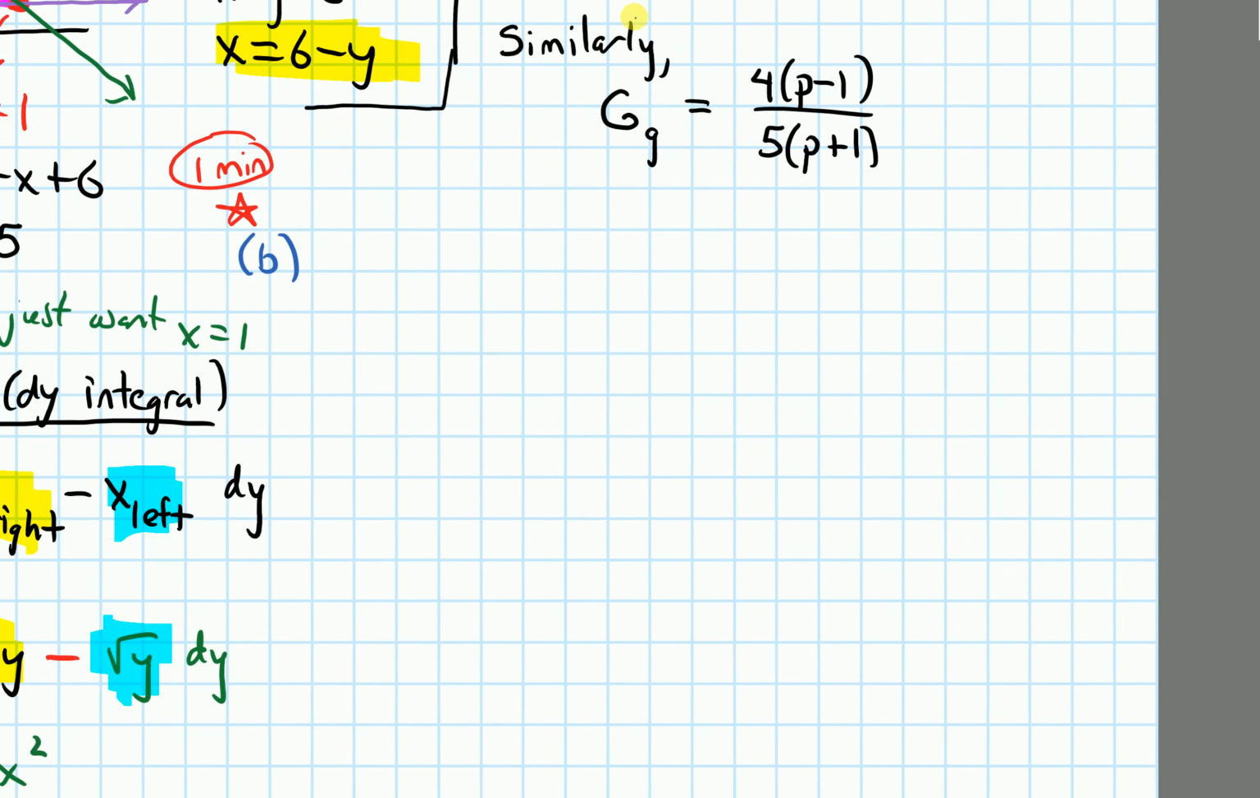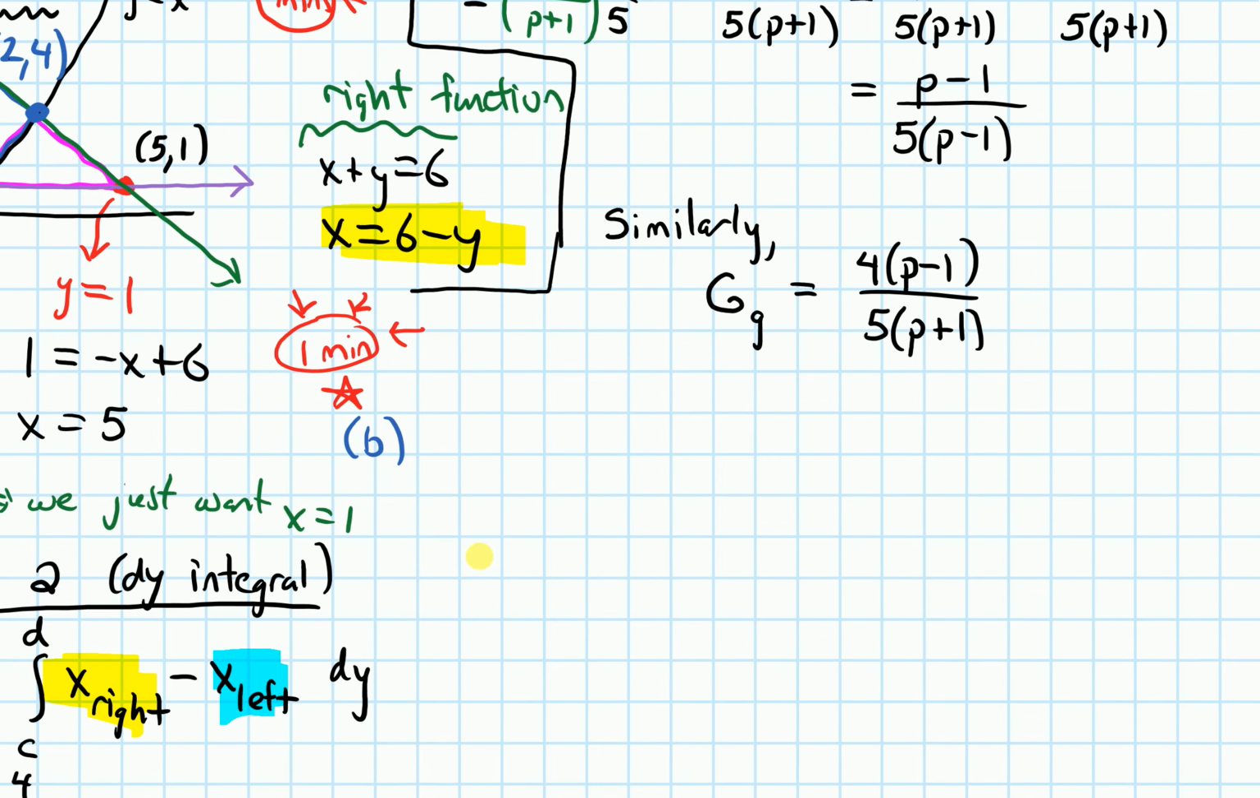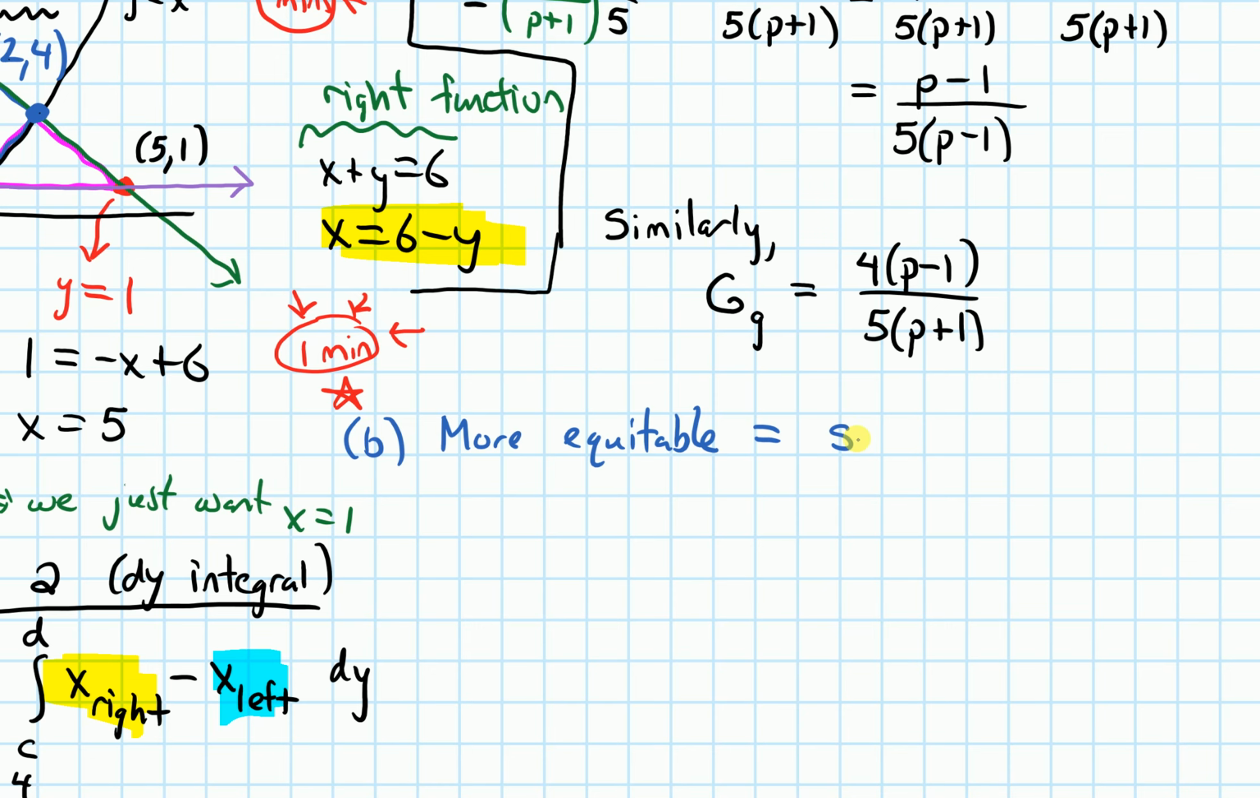I want you to first pause the video for 1 minute to see if you can determine which one is more equitable. All right, so let's talk about it together. This one's quicker, which is why I'm giving just 1 minute to think about this. But the key idea is that a more equitable society corresponds to one where the Gini index is smaller. So we need a smaller Gini index.